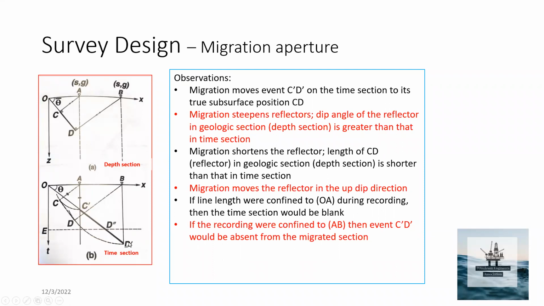Okay, let me explain this. Here we have the shot and receiver. If we only shoot from A to B, or we are recording from A to B, we are not going to see the CD after migration because it's limited only here. And if the recording were also confined to OA, the CD will not appear at all.